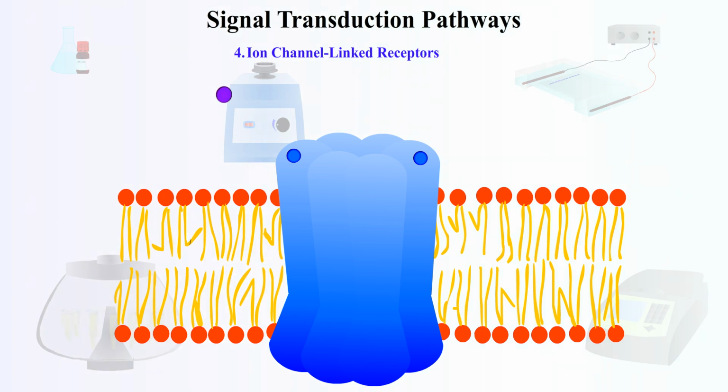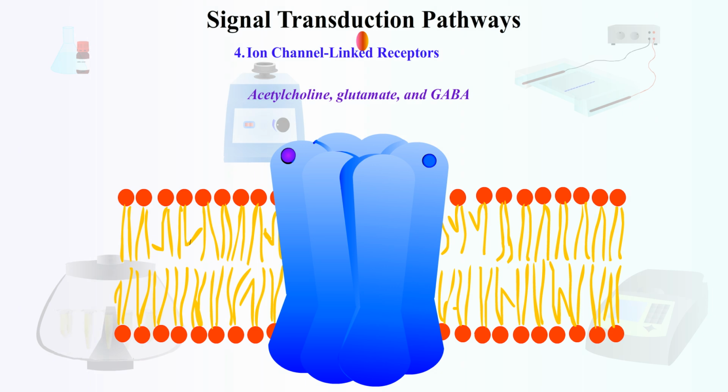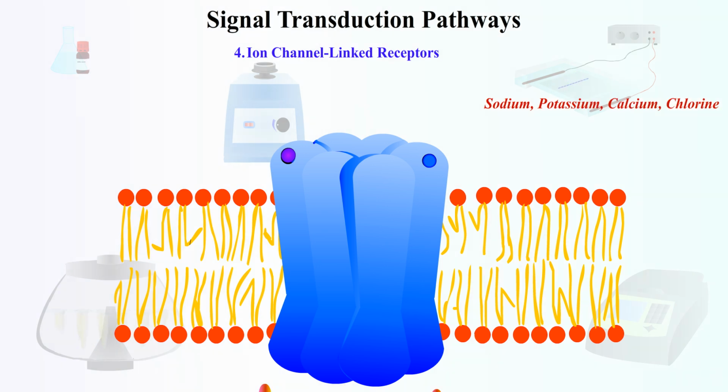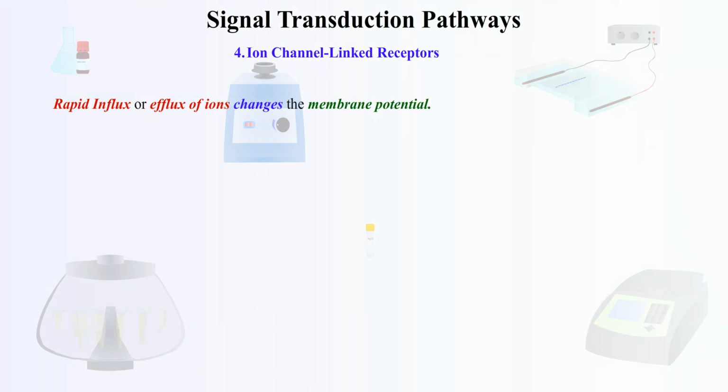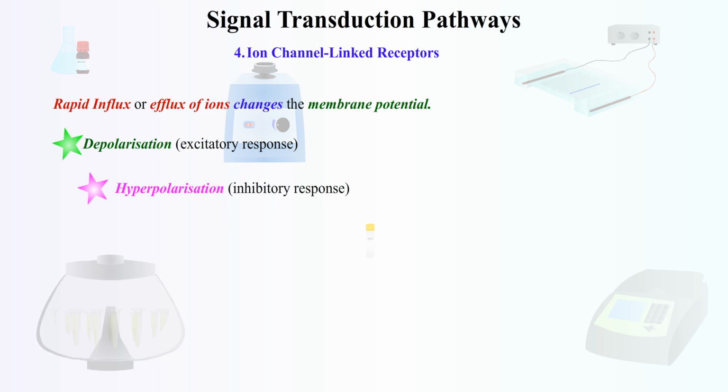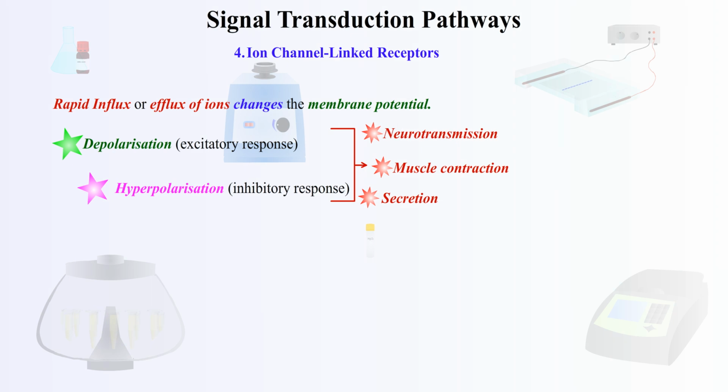The ligand, such as acetylcholine, glutamate, or GABA, binds to the extracellular domain of the receptor. This causes a conformational change in the receptor. The conformational change opens the ion channel, allowing specific ions such as sodium, potassium, calcium, and chloride to flow across the membrane. Rapid influx or efflux of ions changes the membrane potential, leading to depolarization or excitatory response, and hyperpolarization or inhibitory response. Changes in membrane potential trigger physiological responses such as neurotransmission in neurons, muscle contraction in skeletal or cardiac muscle, and secretion in endocrine or exocrine cells.